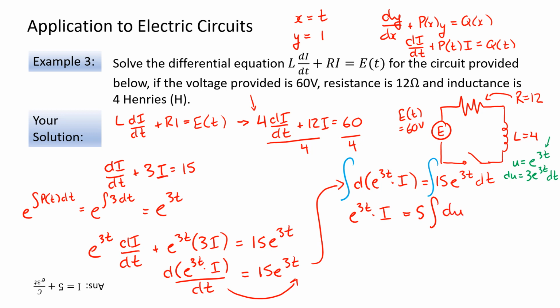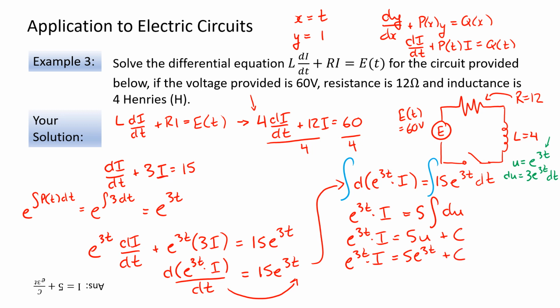Remember, because we substituted in for all of those terms when we substituted in du. So integrating this, we get e to the 3t times I is equal to 5 times u plus a constant. Substituting that in, e to the 3t times I is equal to 5 e to the 3t plus a constant.